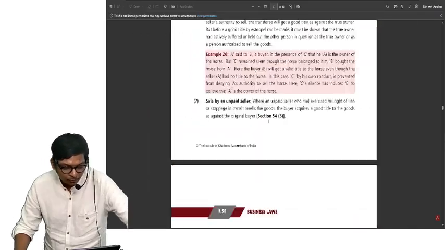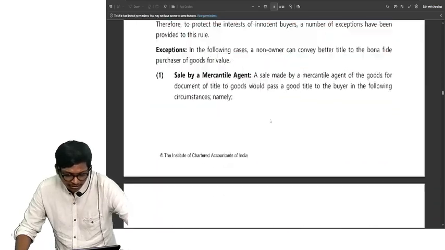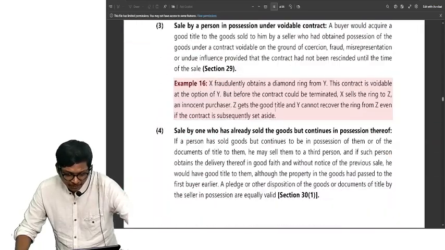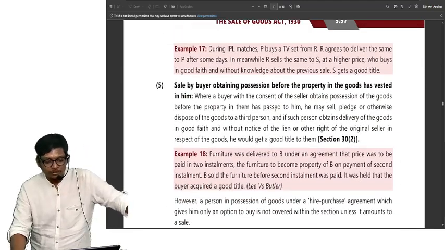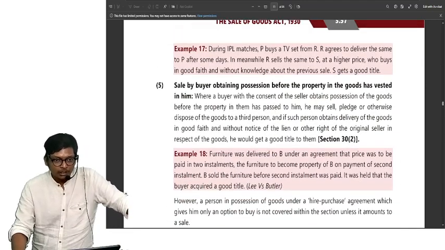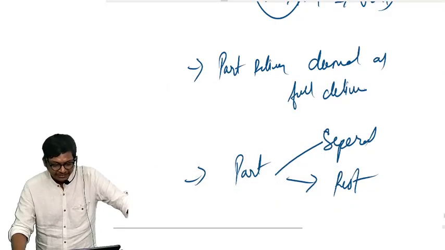Same unit 3, nemo dat quod non habet. Yeah, transfer of title by non-owner. This point, sale by buyer obtaining possession before the goods are passed. Are you following, guys? Okay, so that's what they are saying here.